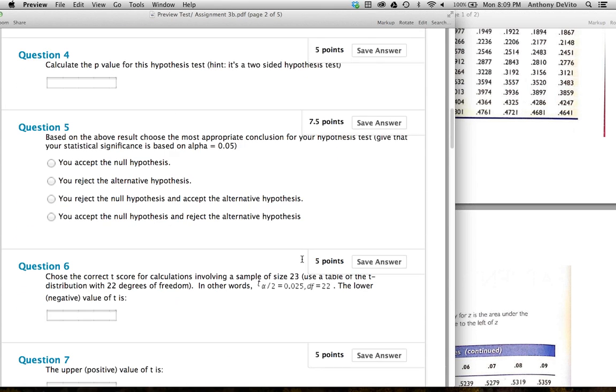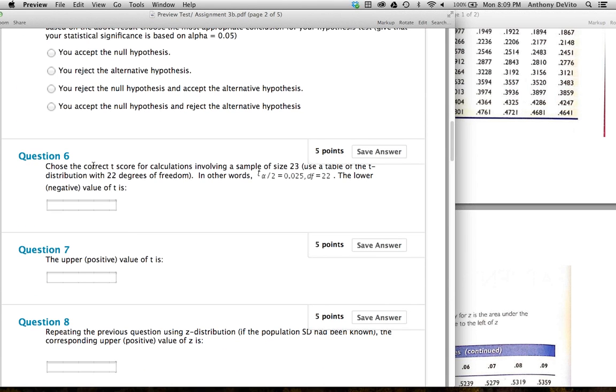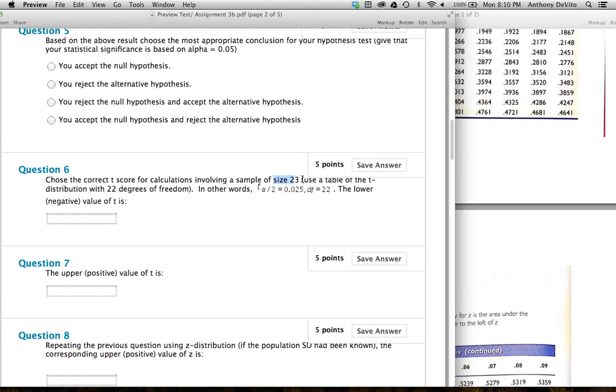Okay, let's go here to 6. Choose the correct t-score for calculations involving a sample of size 23. Use the t-table of distribution, 22 degrees of freedom. In other words, t alpha over 2 equals 0.025. In other words, alpha over 2 is 2.5%, so 5% level of error, right? And degrees of freedom is equal to 22.